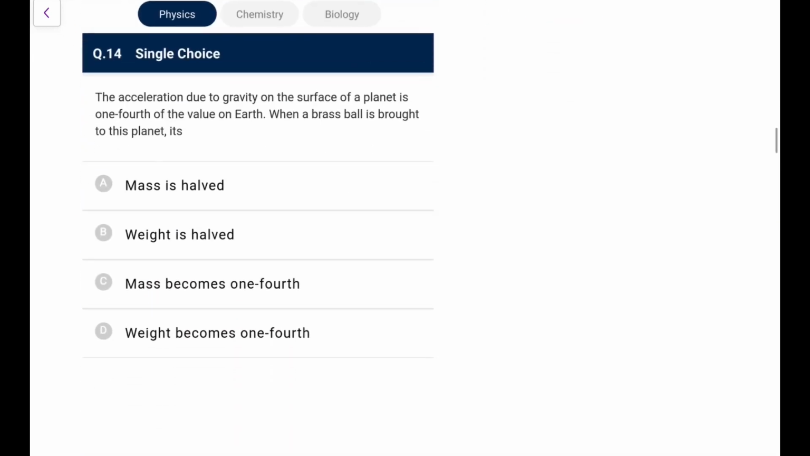Next. The acceleration due to gravity on the surface of a planet is 1/4 the value of Earth. When a brass ball is brought to this planet, its mass doesn't change, only the weight will change, and the weight will become 1/4. Mass won't become 1/4.